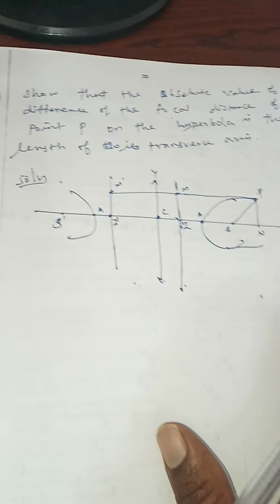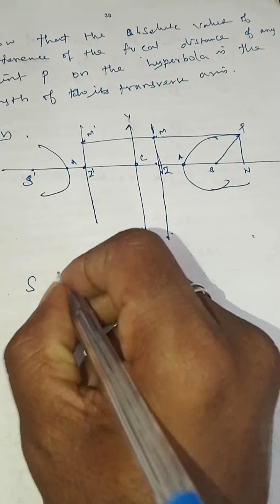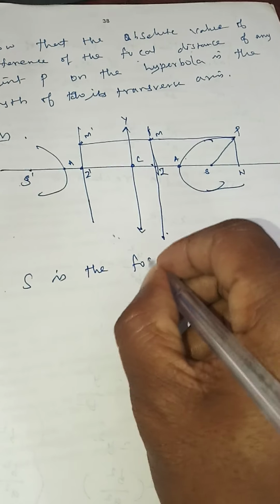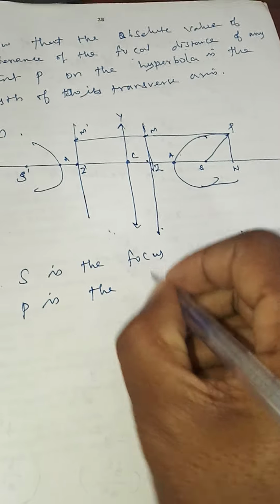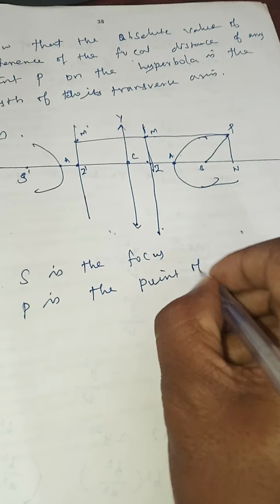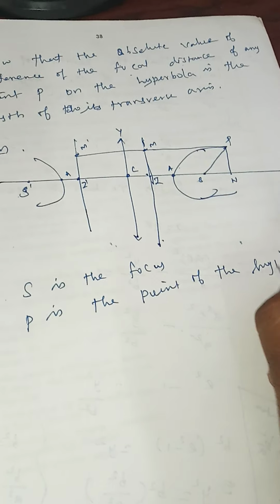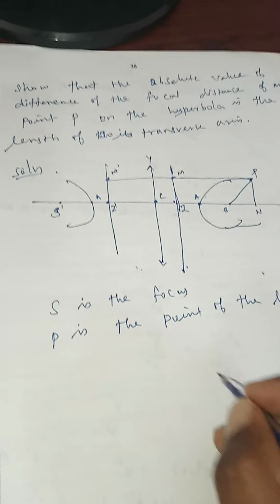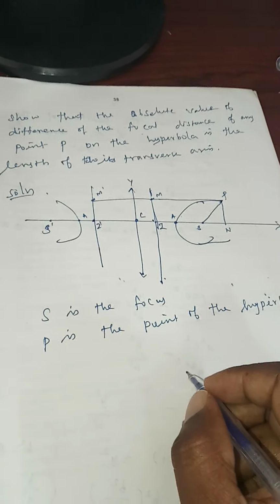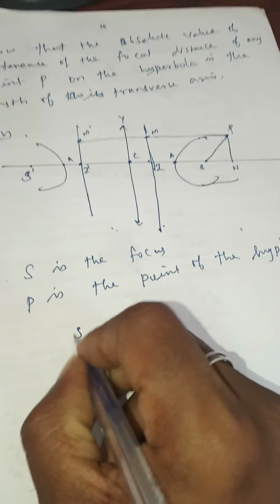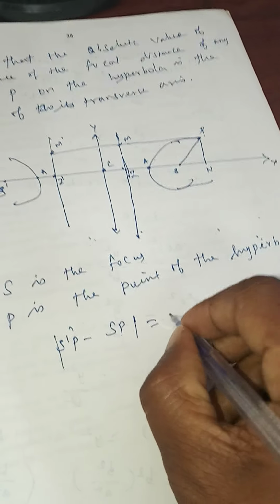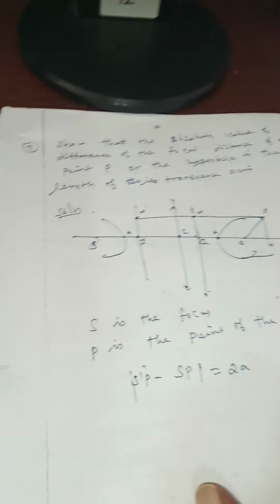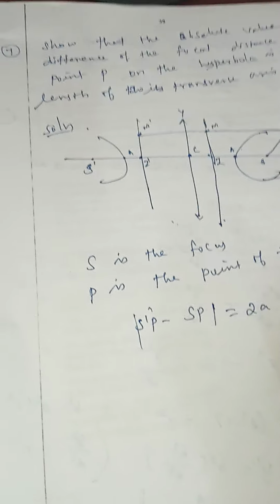Then S is the focus, and P is a point on the hyperbola. So we have to prove that S dash P minus SP is equal to 2a, that is, the length of the transverse axis.